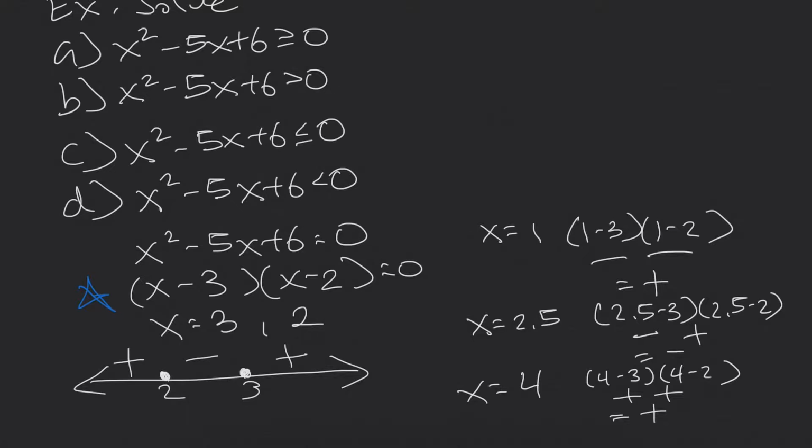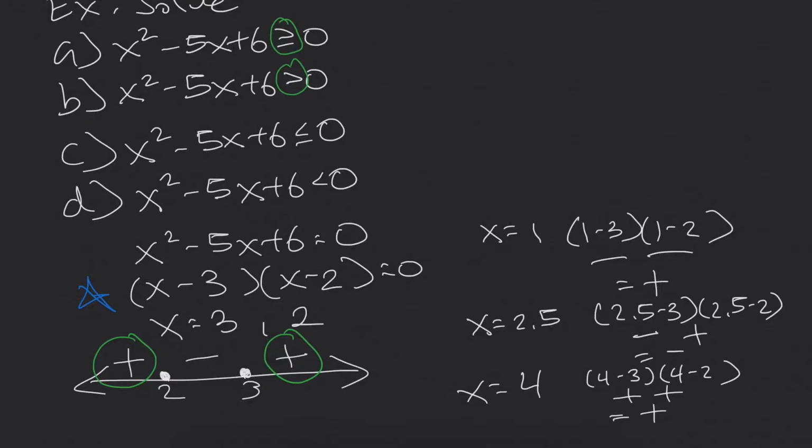Now I feel comfortable answering these questions above. For the first question, part A, it asked where this function is greater than or equal to 0. Well, any place where I have a plus, that's where it's going to be greater than. So let me put that in green. Any place where I have a positive sign or a positive value, that's where it's going to be greater than 0. Positive numbers are greater than 0.